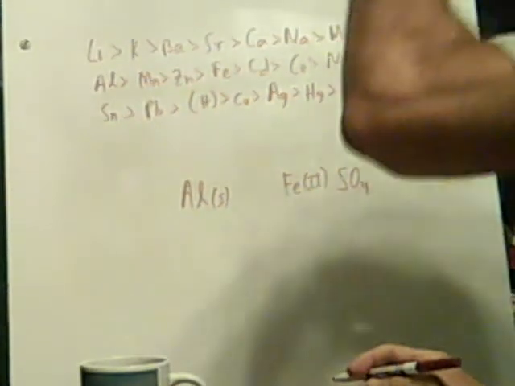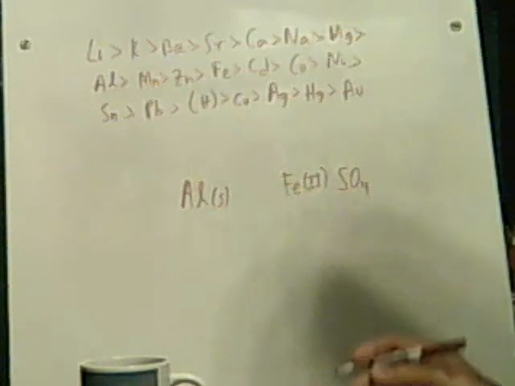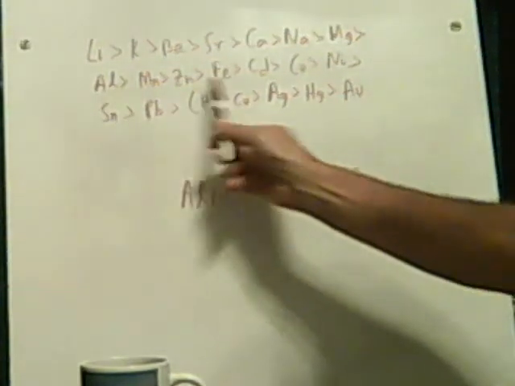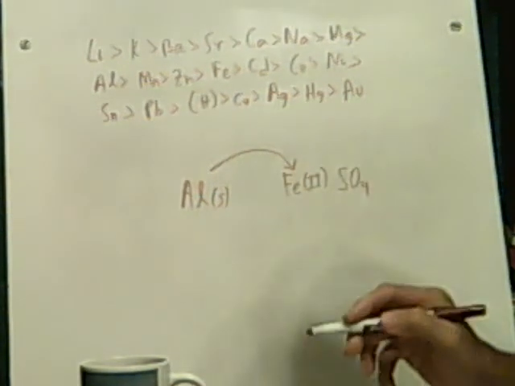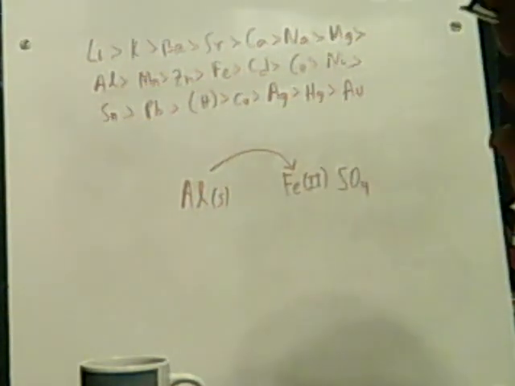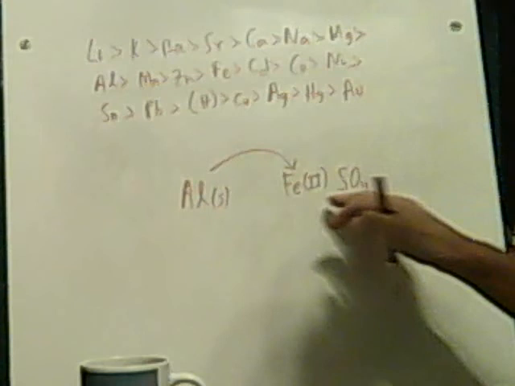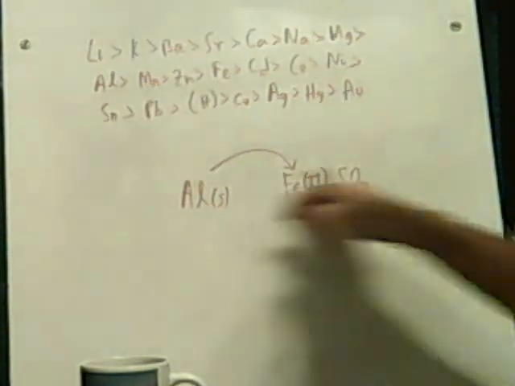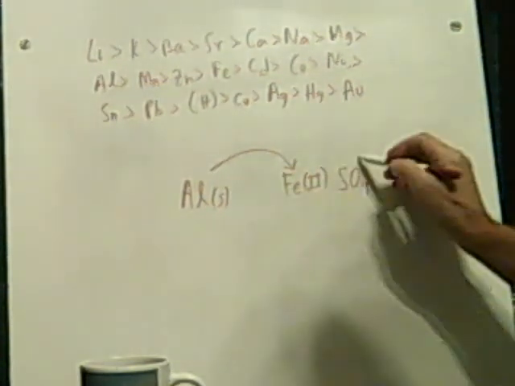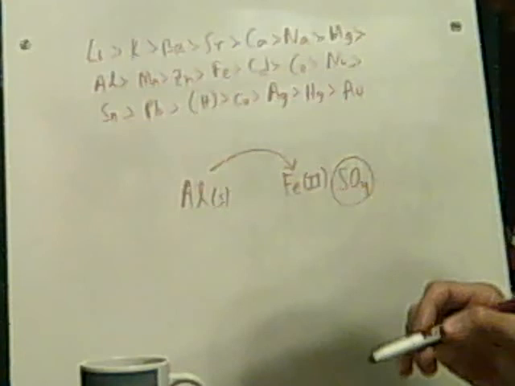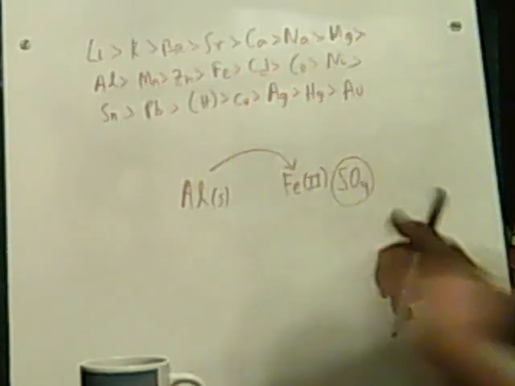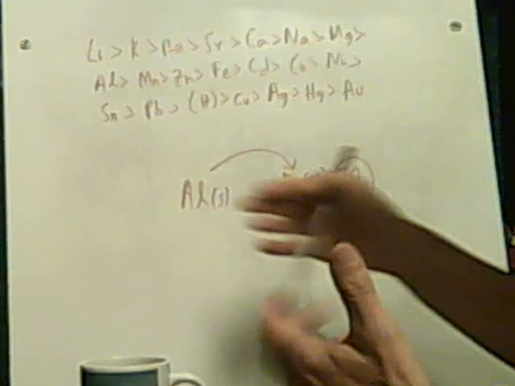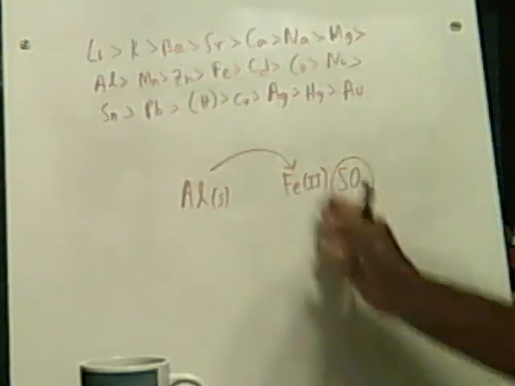Okay, now, will the reaction occur? Well, let's look at aluminum. Aluminum is more reactive than iron. So yes, what that means is the aluminum is going to take the place of the iron. The aluminum wants to get in with the sulfate more than the iron does. This is my analogy: if iron and sulfate were dancing, and then aluminum came along, aluminum wants to get in there.